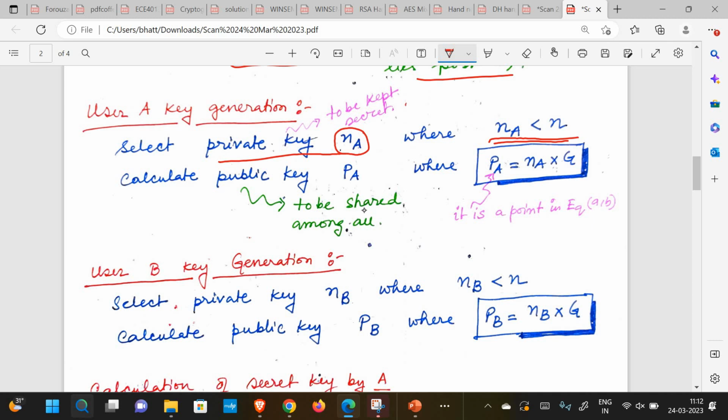That's how simple it is. So it can choose any value over there. So it is to be kept secret. So nA is there, and we have PA, which is the public key, which is to be shared, which we know for that matter up to now.